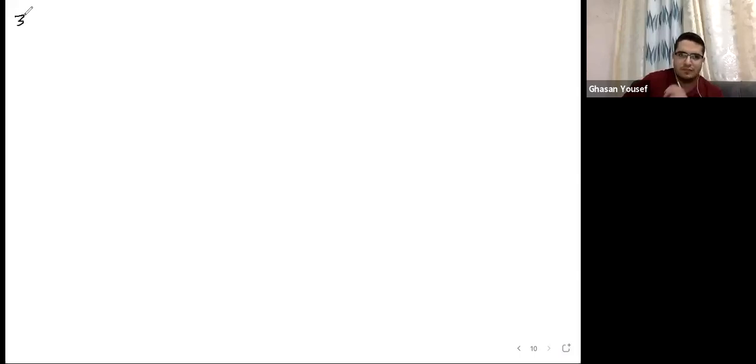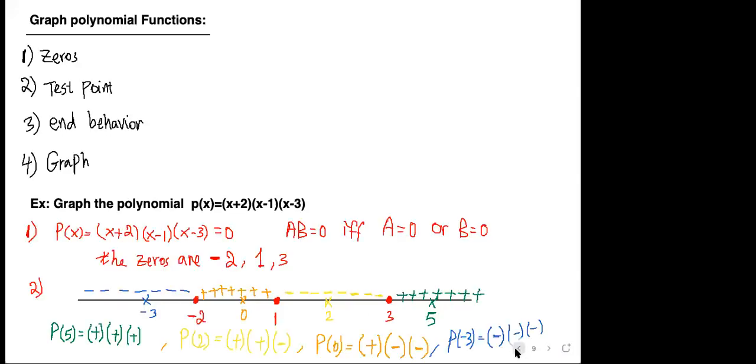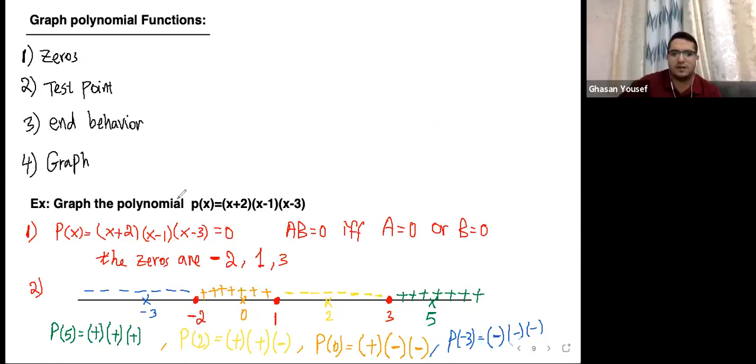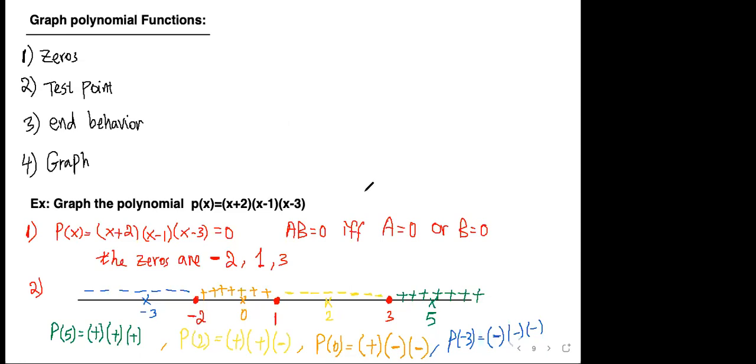Wait, sorry, could you go back for a minute? Yeah, sure. Wait, I have a question. So do we just leave this like this? Yes, we're leaving it like this. Now we're going to the third step, end behavior. Okay, thank you.